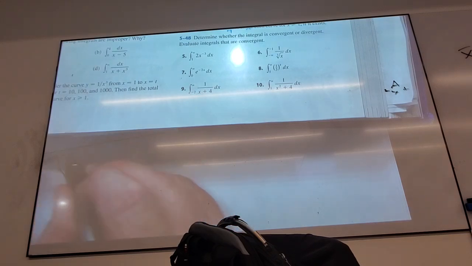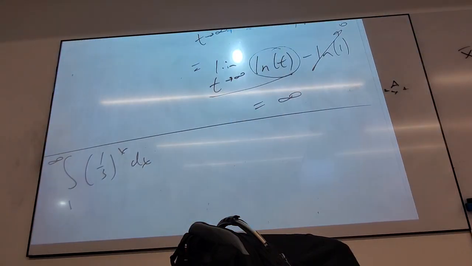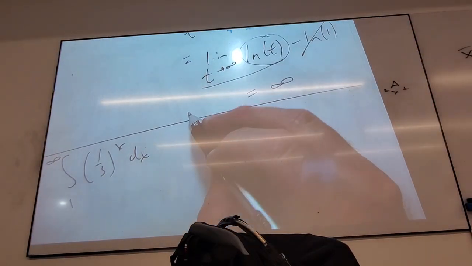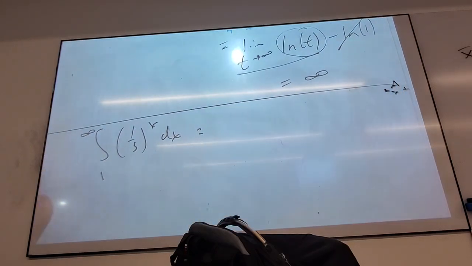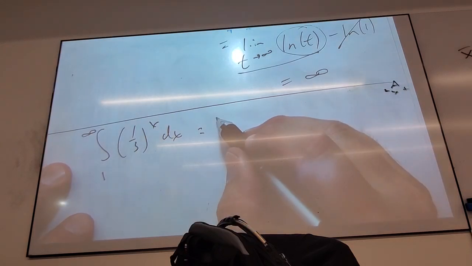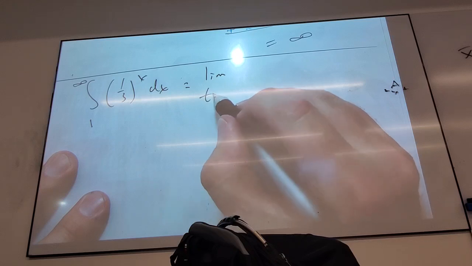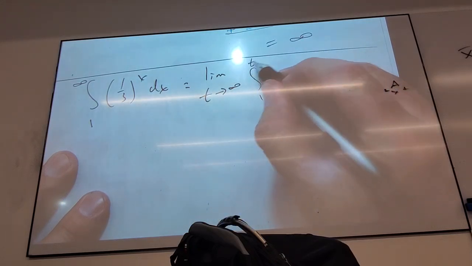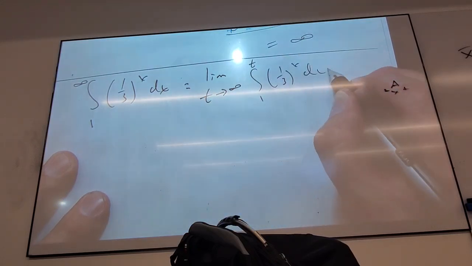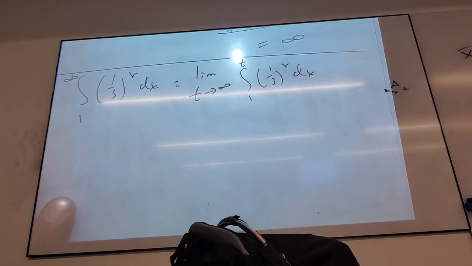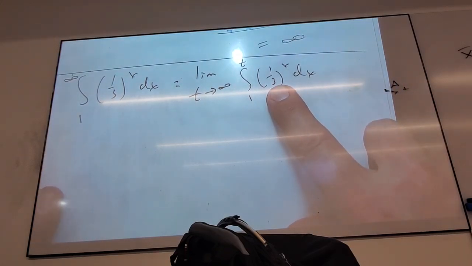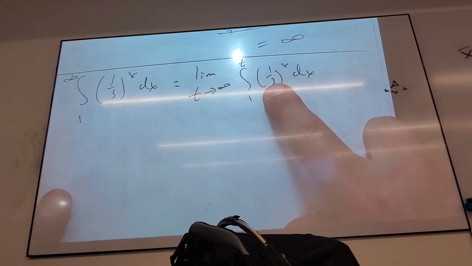1 to infinity, 1/3 to the x. So the first thing you have to do to make it all official, do not skip this step. We can't skip this step. How do I rewrite this immediately? The limit as t goes to infinity of. Now, can you see how I can rewrite the inside if you want to? Instead of 1/3, I can write this as 3 to the negative x. It's up to you.